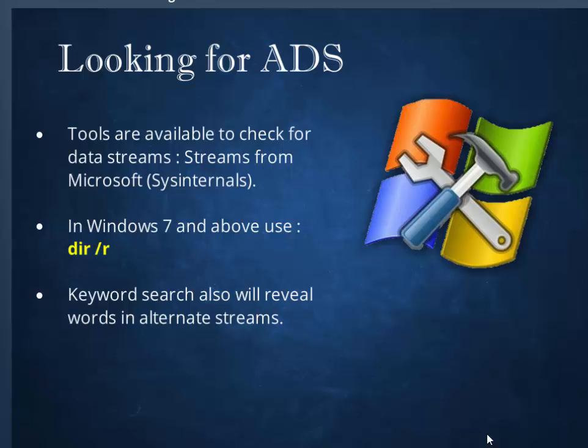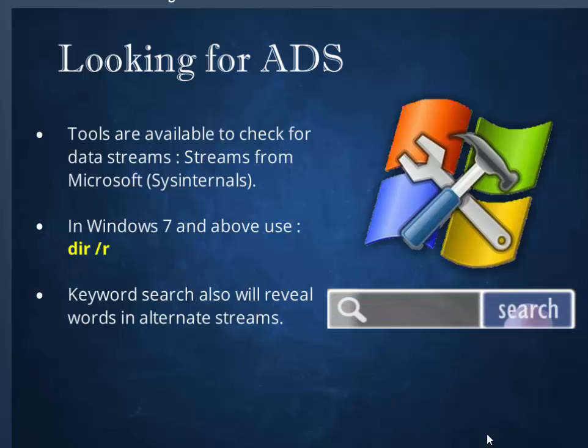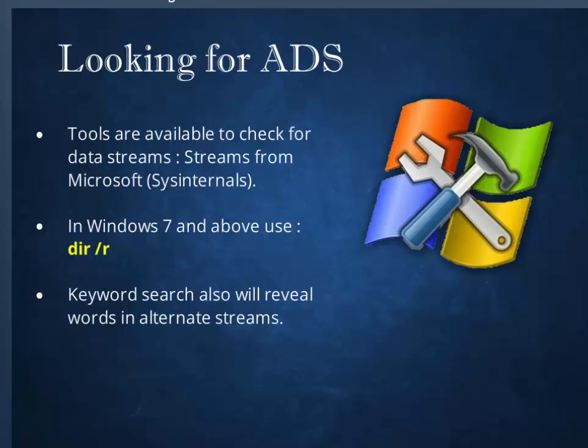So in order for us to find alternate data streams, we have tools. We have a lot of tools actually available. Most famous is a tool called Streams from Sysinternals, which is now Microsoft. Additionally, in Windows 7, Microsoft added a switch to the directory command, the dir command, that will allow you to see if there are any data streams in the folder that you are in. So basically you go to the directory and you initiate the dir command with space and /r, and it will show you all of these data streams.